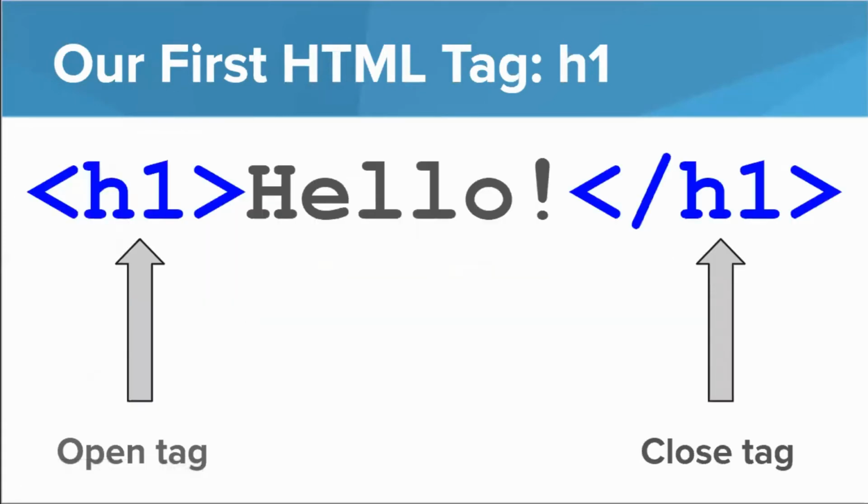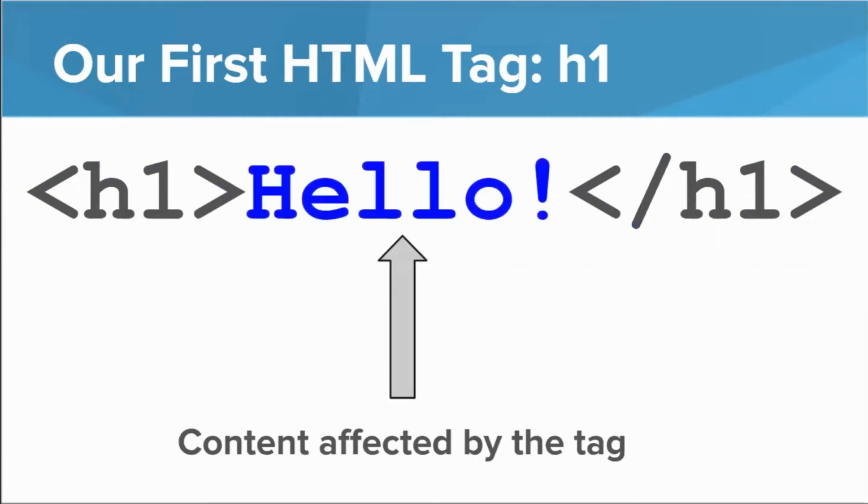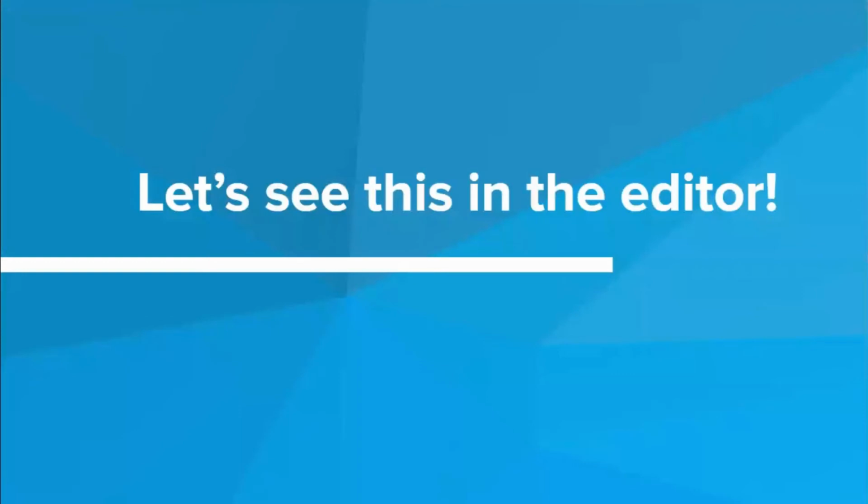Open tag, close tag. If we're going to create a web page, you have to have the tag open like this, which is H1, and then you close it. You have to have the slash before H1. Note the slash on the closing tag. And the content affected by the tag, hello. Let's see this in the editor.